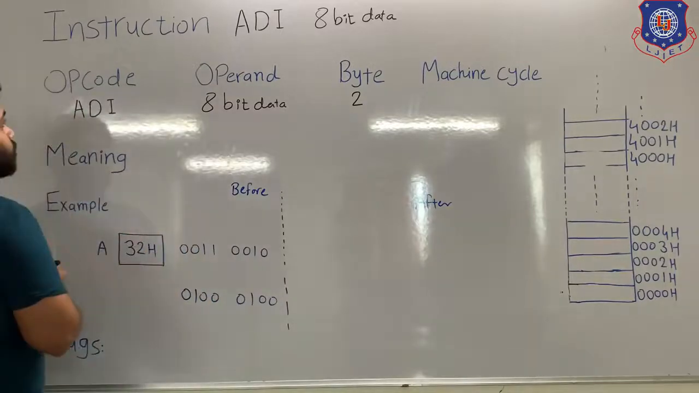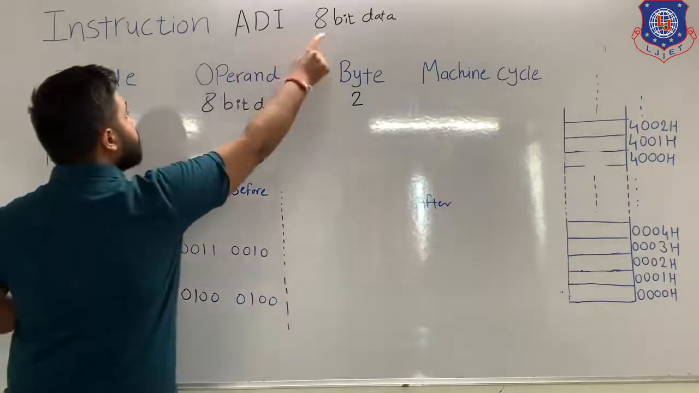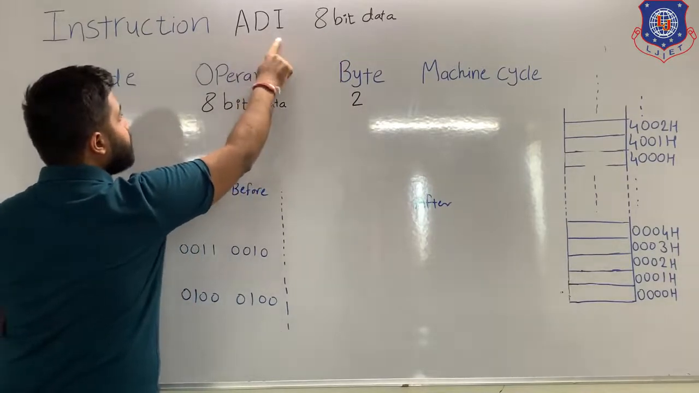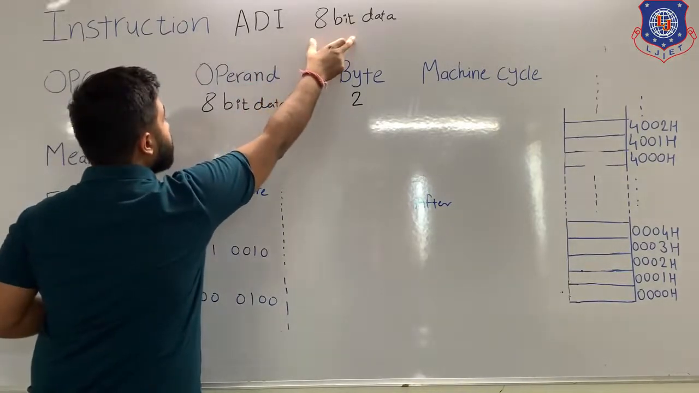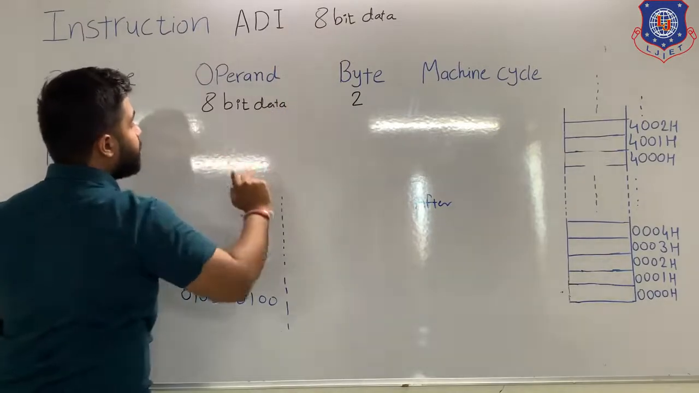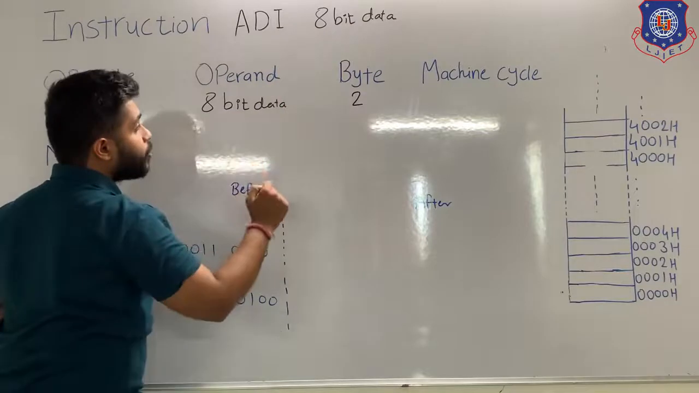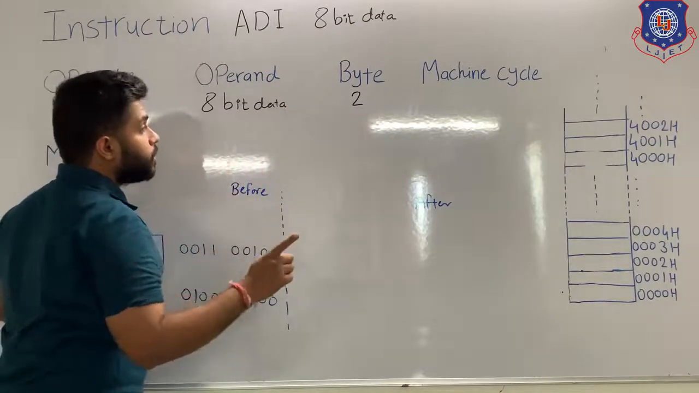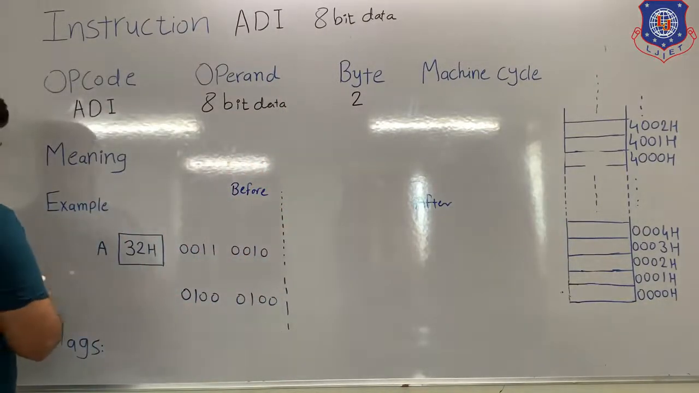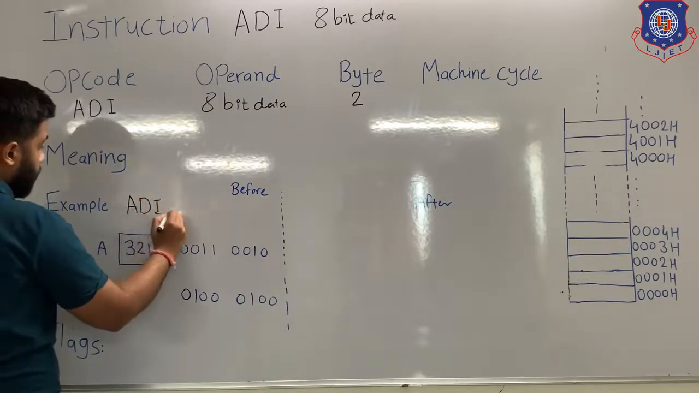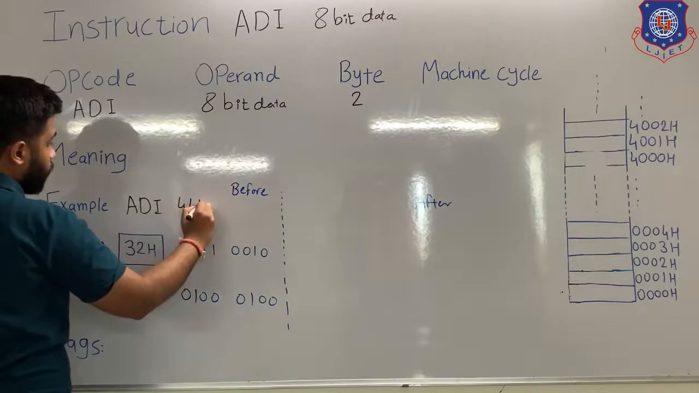Now let's see the meaning of the instruction. ADI 8-bit data means add immediate 8-bit data with accumulator. I am repeating, add immediate 8-bit data with accumulator, and the answer will be stored in the accumulator. Let's see one example. Suppose ADI 44H.